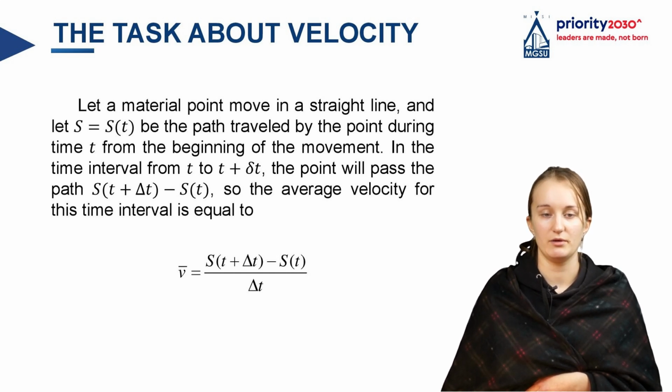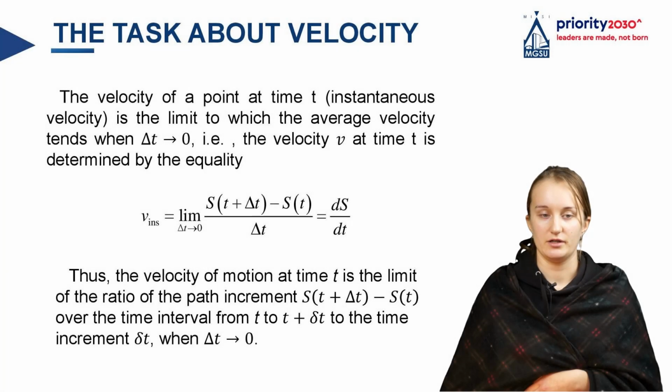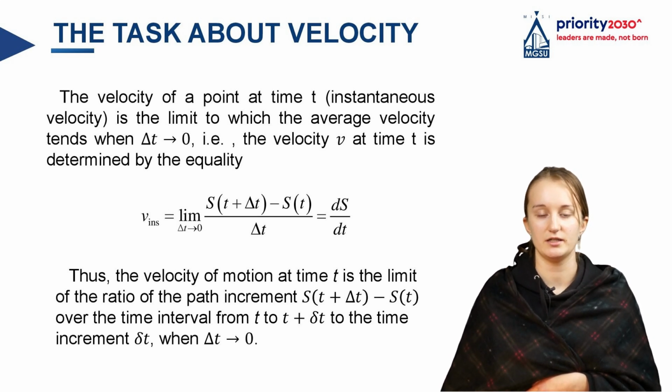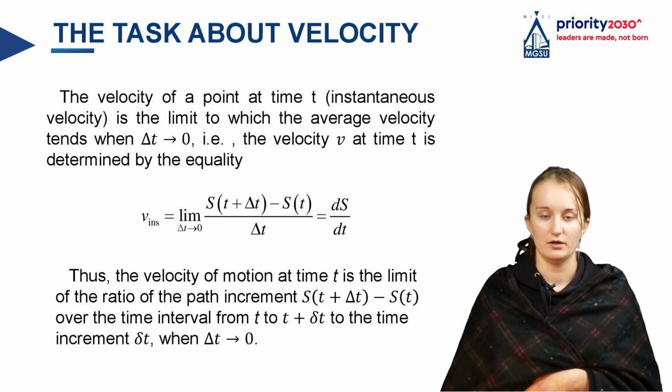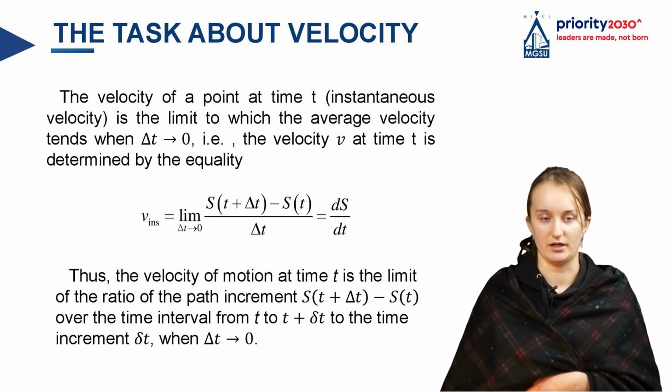If the motion is not uniform, then the velocity v at a fixed t will change with a change in delta t, and the smaller delta t, the better it will characterize the motion of the point at time t. The velocity of a point at time t is the limit to which the average velocity tends when delta t tends to 0. So the velocity at time t is determined by the equality.